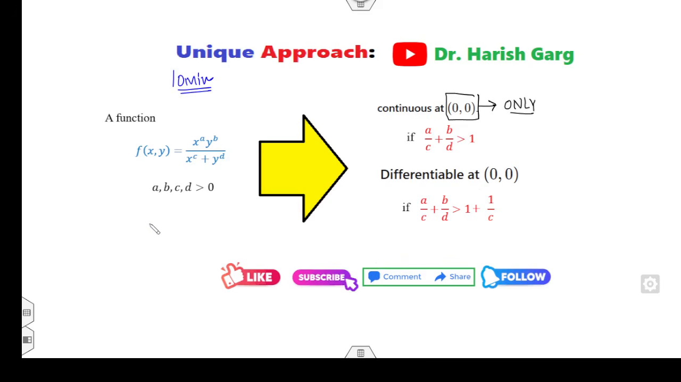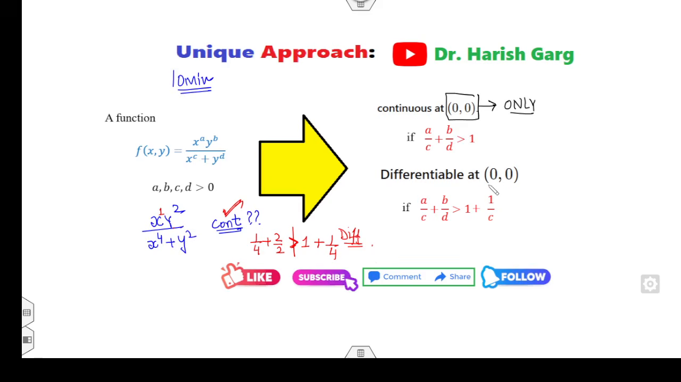Fine. Whenever you want to check, for example, x y square divided by x^4 plus y square, is it continuous? How can you check? You can check the ratio. For x it is 1 over 4 plus 2 over 2. Is it greater than 1? Yes, that means the function is continuous. Is it differentiable? You can see, is it satisfied? No, because it is satisfied as an equality, but not strictly. That means the function is not differentiable. Okay? The function is continuous but not differentiable.